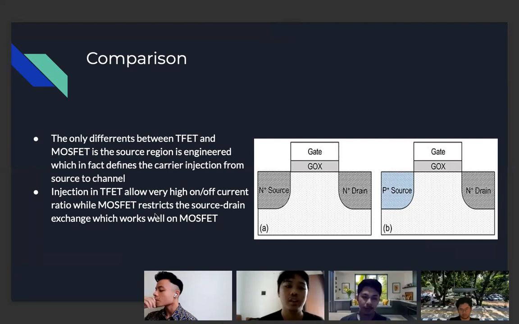In TFET and also MOSFET, the source region is engineered, which in fact defines the carrier injection from the source to the channel. Like you can see, this is from picture A and also B. They are different, where the source of the MOSFET is an N junction, while the TFET has a P source. So injection in TFET allows a very high on-off current ratio, while MOSFET only restricts the source-drain exchange, which works well on the MOSFET. It means that in TFET the on current is low compared to the MOSFET, but the off current is significantly reduced compared to the conventional MOSFET. And then next.